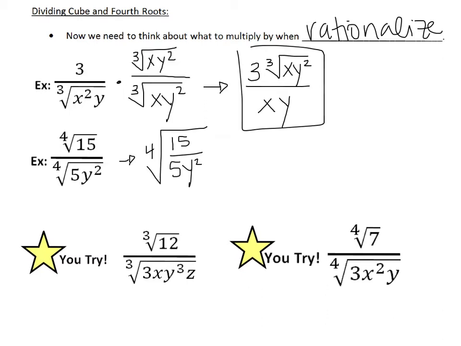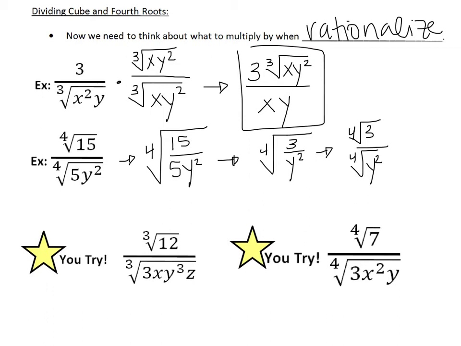And I could simplify 15 over 5 and make this the fourth root of 3 over y squared. And then when I go to separate my radicals back to my numerator and my denominator, I now have the fourth root of 3 over the fourth root of y squared. I still have a radical in my denominator, which I'll have to get rid of by rationalizing.